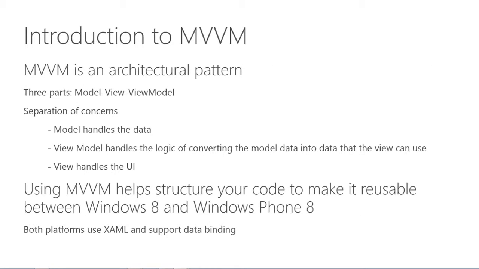Again, it is an architectural pattern. There's three parts to it. There's the data model, which we talked about a few minutes ago. There's the view, which is the UI, which we talked about earlier as well. And then there's the view model, which is sort of the secret sauce, if you want to call it that, that handles all of that interaction of the UI and moving of data back and forth from the data model to the view. The model handles the data. The view model handles the logic, either displaying that data or converting that data in a way that the view can use it. And then the view obviously handles the UI.